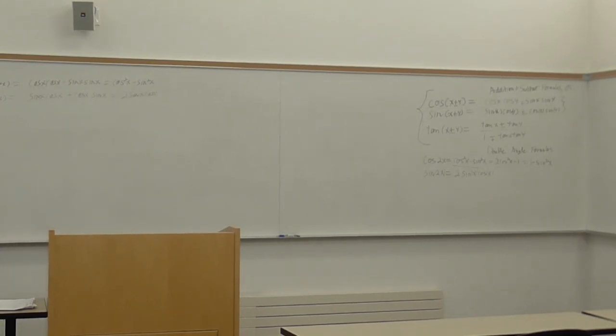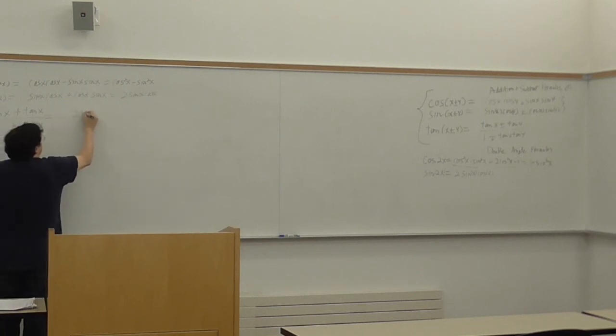All right, let's just complete this. The tangent of 2x would just be, according to the formula, tangent x plus tangent x over 1 minus tangent x tangent x, which is just 2 tangent x over 1 minus tangent squared x.